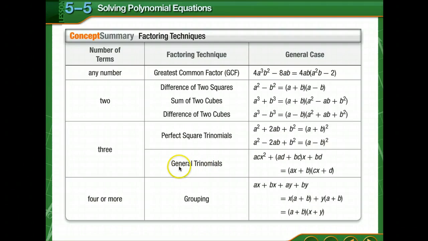This table summarizes the most common factoring techniques that are used with polynomials. So whenever you factor a polynomial, always look for the greatest common factor, some common factor first. Then determine where the resulting polynomial factors can be factored again using one or more of these methods. So do you have a difference of squares, sum of cubes, difference of cubes? Is it a perfect square trinomial? And then if there are 4 or more terms, you can solve by grouping. This is some things that you might want to put down in your notes. So why don't you pause and make a note of these factoring techniques.